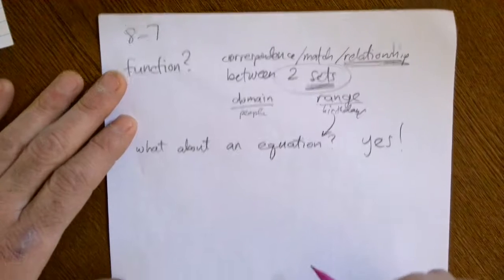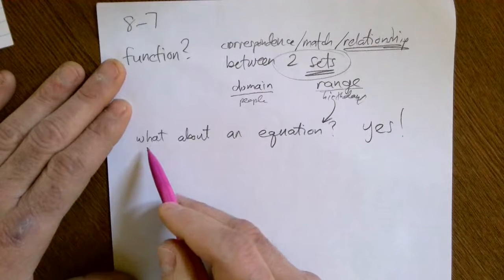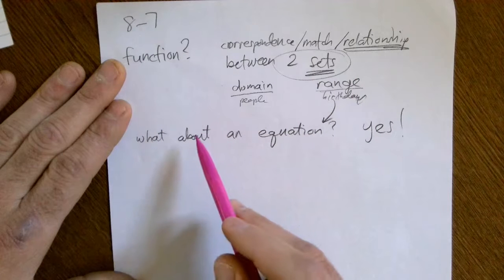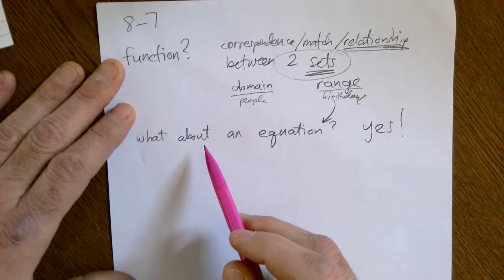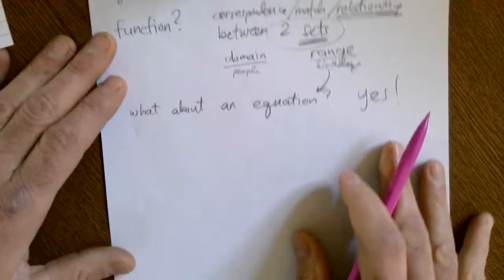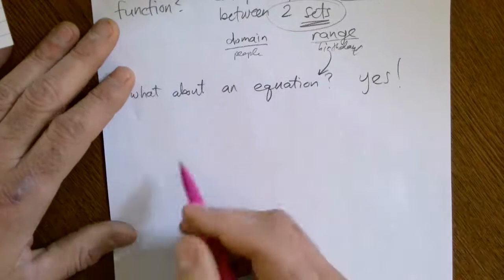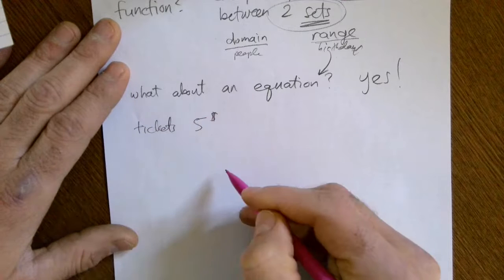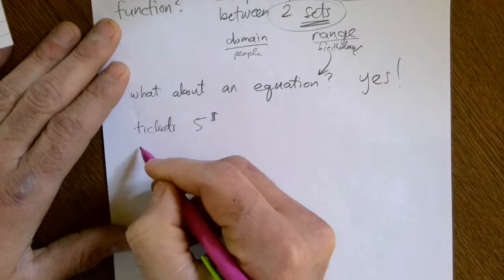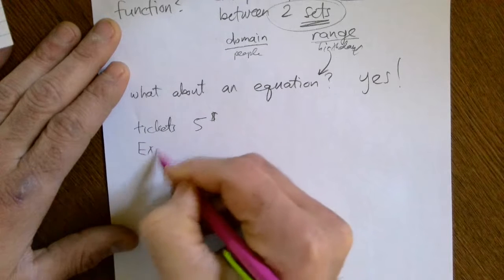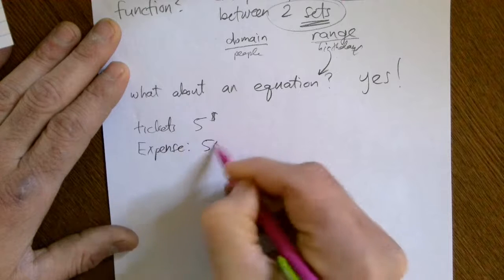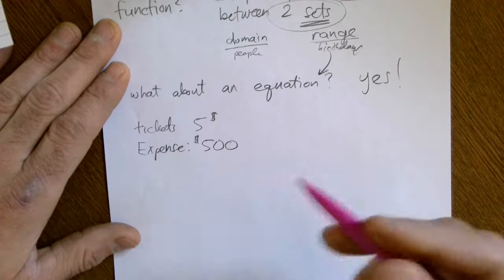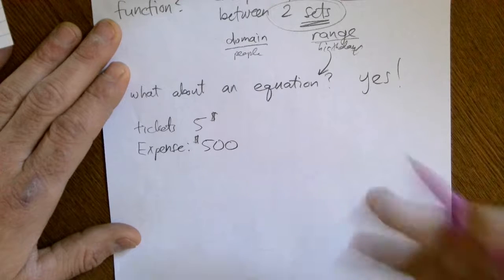But the question is, can we shift showing the relationship, showing the function from charts and tables and graphs into an equation? And I said yes. So let's set up a situation and see what that does. Suppose you're selling tickets that cost $5 each, to a show that you made. And the show cost $500 to make. Okay, how much money will the company make?